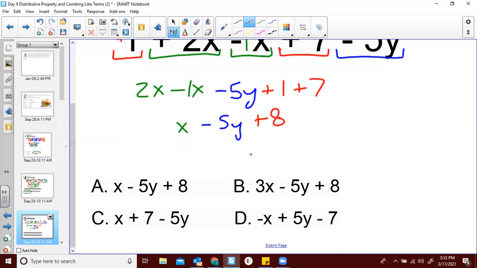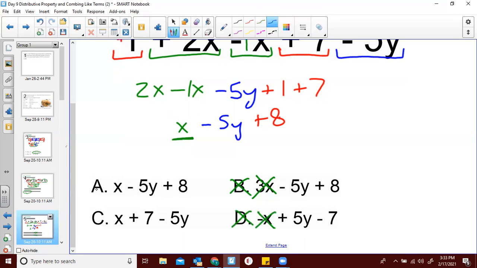All right, I said I was going to show you guys good test taking tips, but I wasn't paying attention. So let's just look at this first value for what our final answer is. Well, I have a 1x, or an x. So I'm going to look at A, I have an x. B, I have a 3x, so B's out. C, I have an x. D, I have a negative x, so D's out.